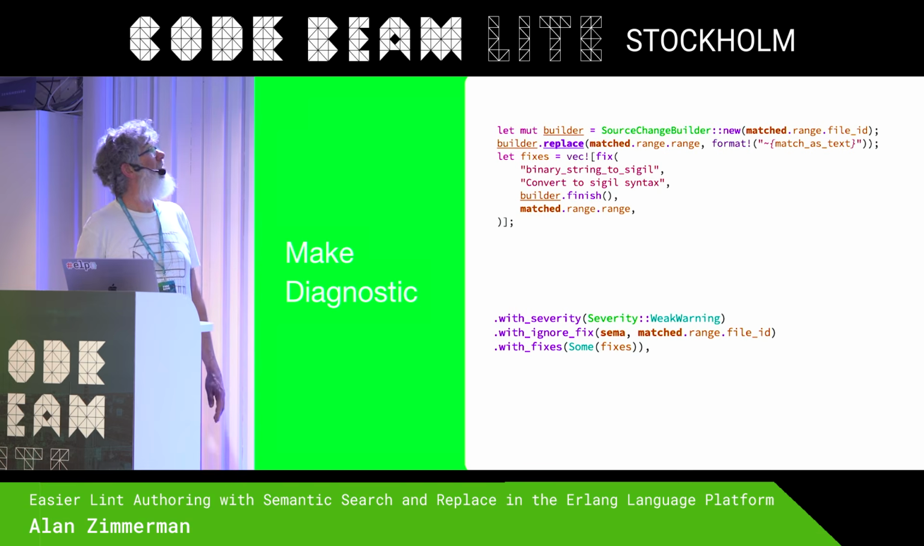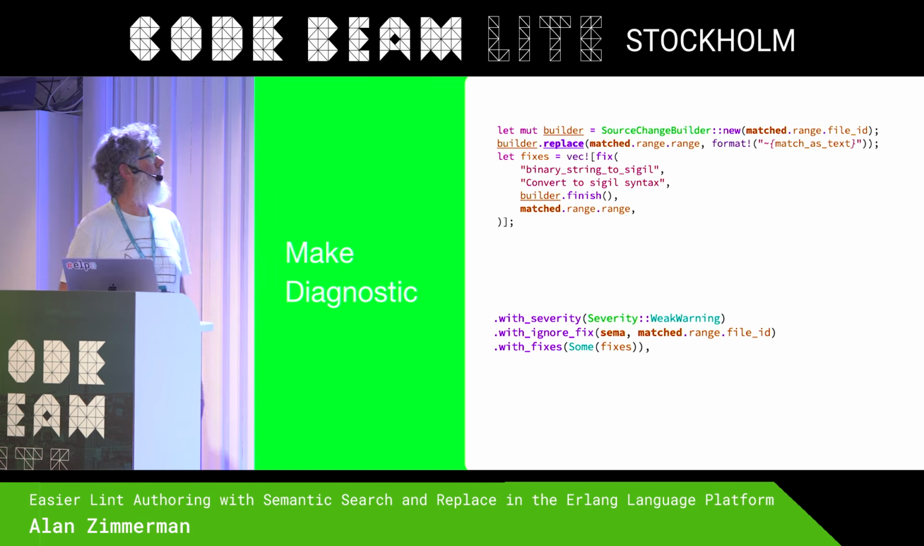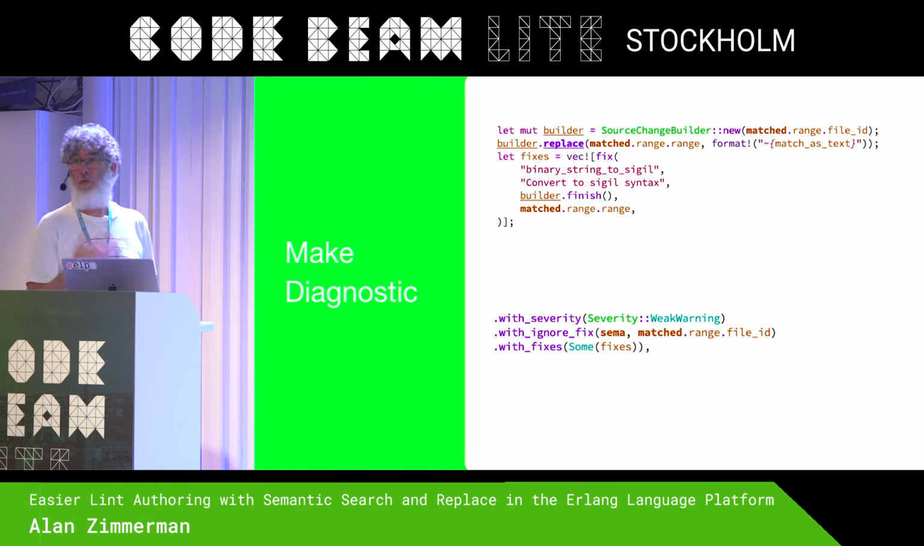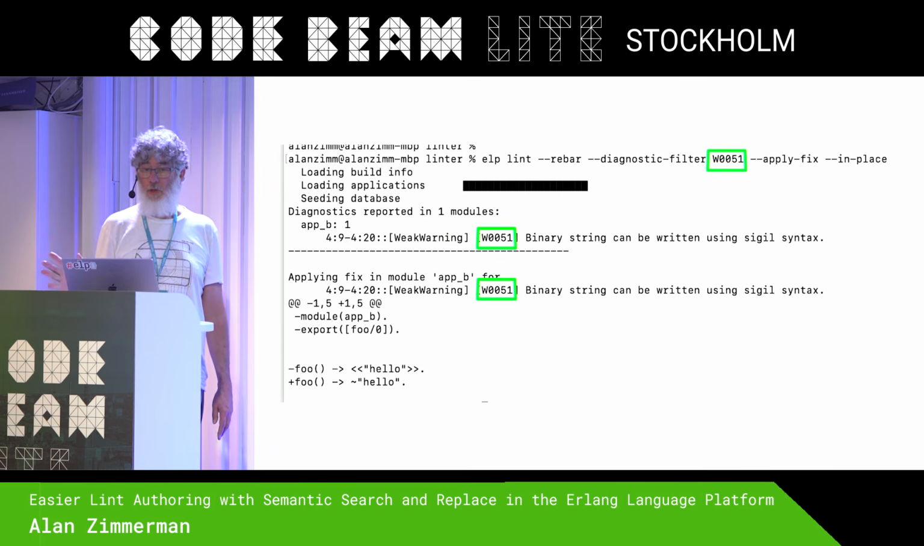If you want to make changes, we've got this thing called a builder. Here we're basically saying, for the range that we matched, replace it with that string over there. That format says, put a tilde and then take the thing that we matched, that matches text, and put it in there, and it's going to do it for the range. And then in that first part where we're making the diagnostic, we just add with fixes at the end, add that fix in it, and that's got a fix on it. And now this one you can actually see.